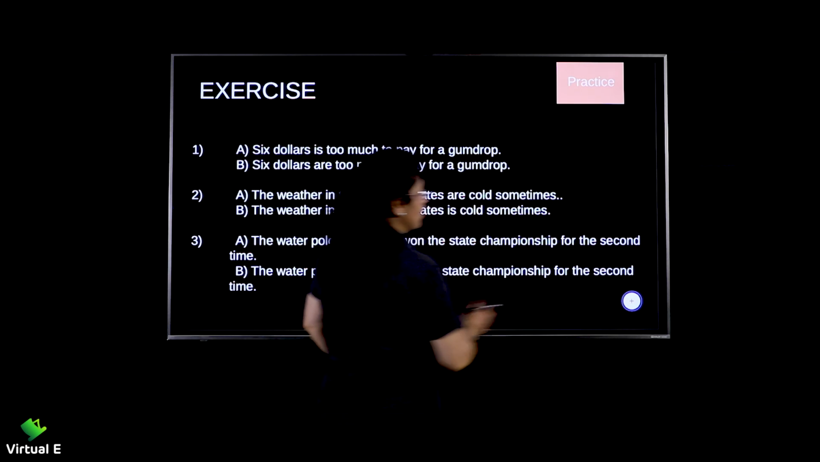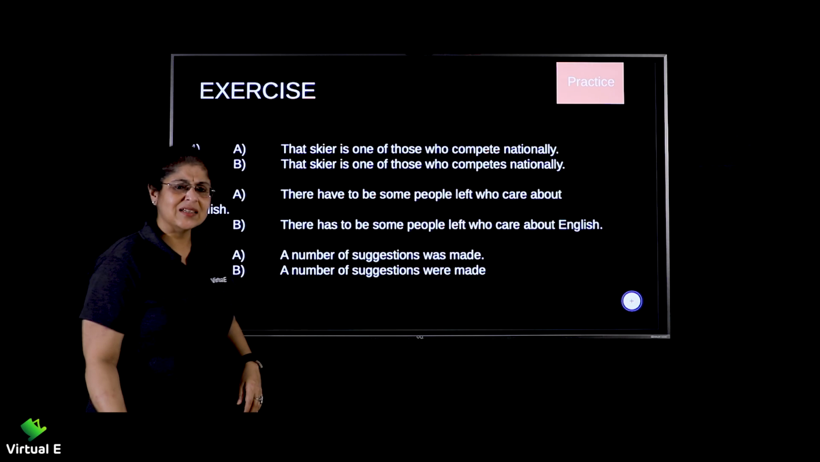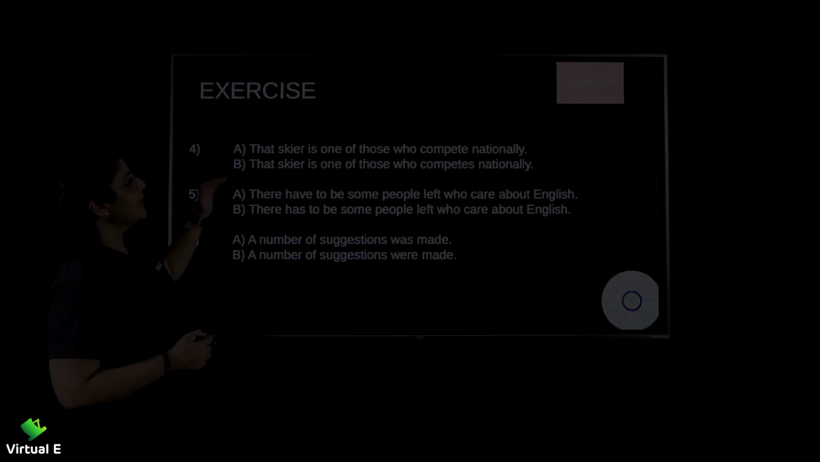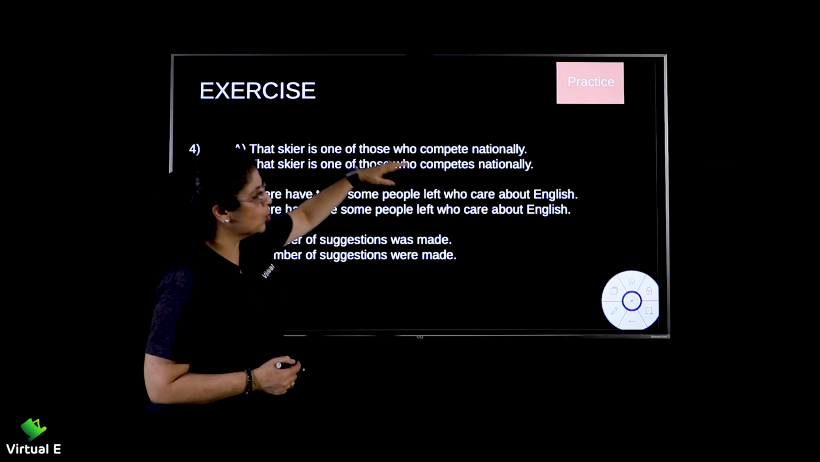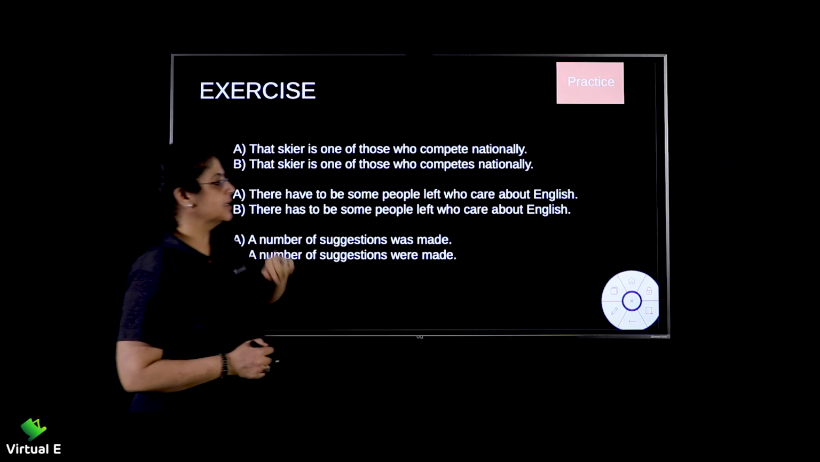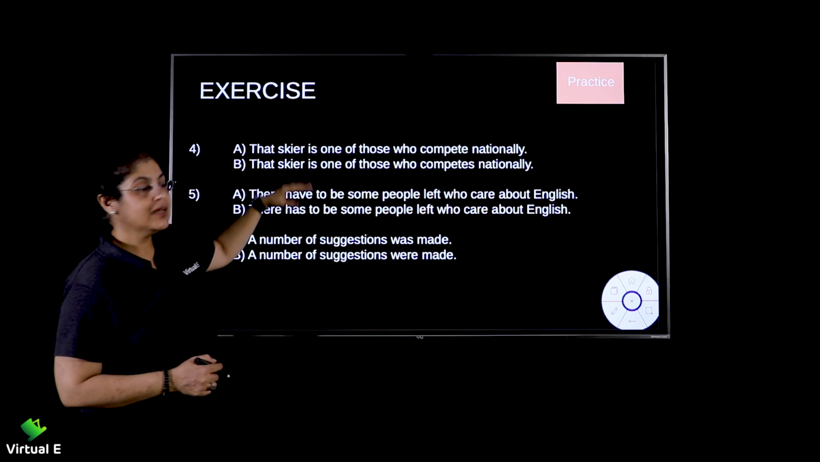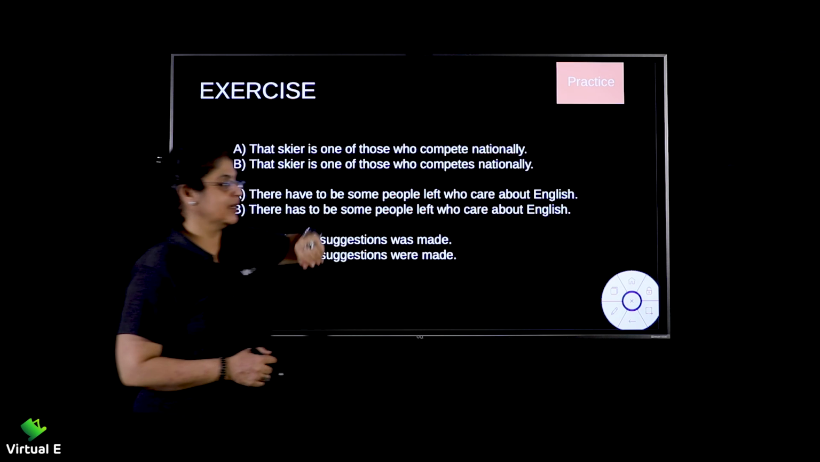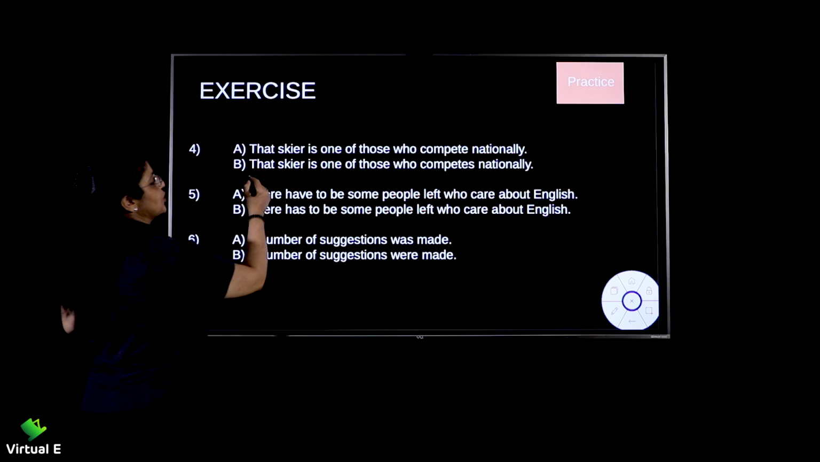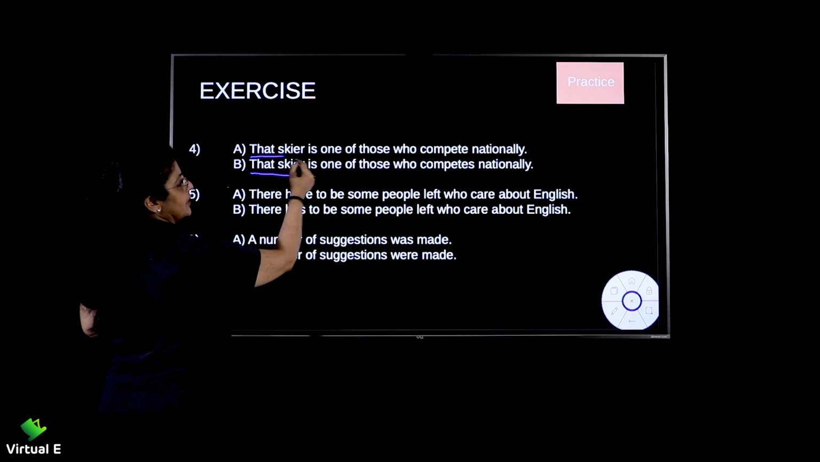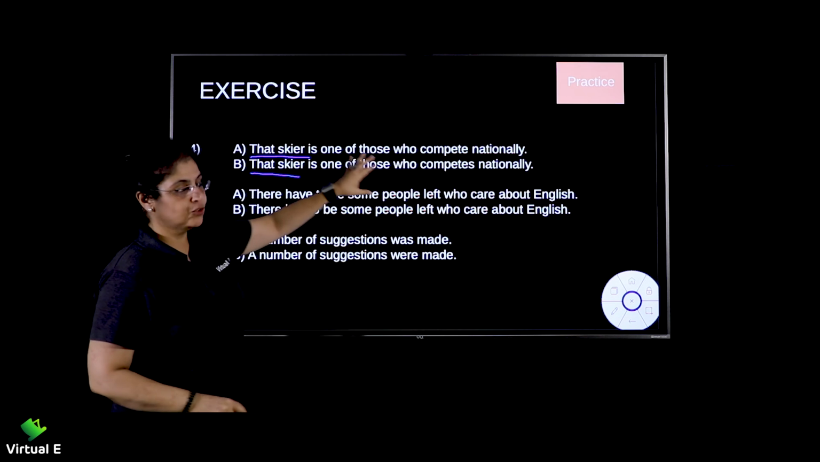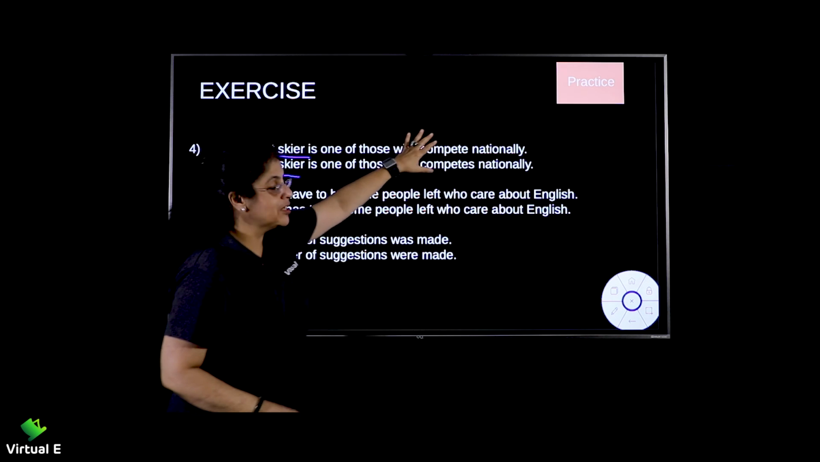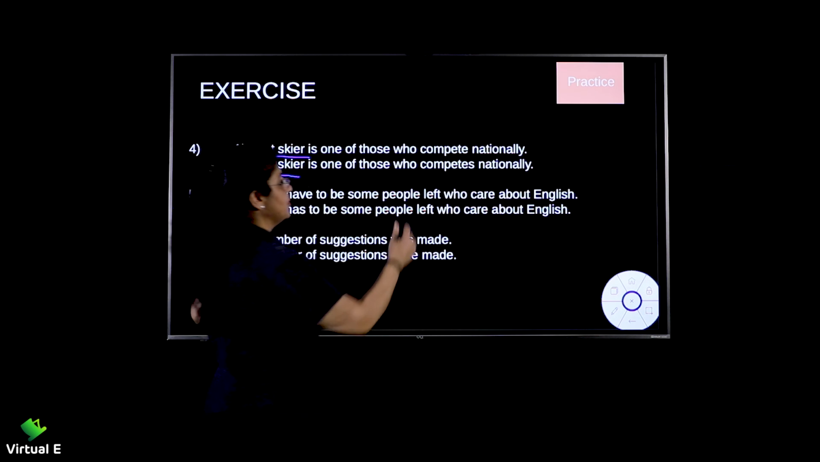A few more to go. Let's correct. Come on, let's just check it out. That skier is one of those who compete nationally. That skier is one of those who competes nationally. Now, what is our subject? That skier, yes. Now, is it one of those who compete or competes? Come on, tell me, which is it?